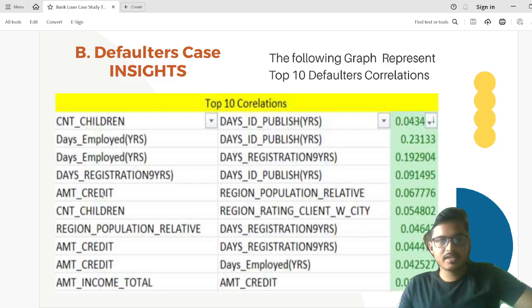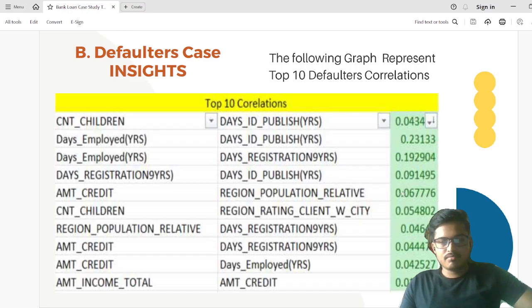If the credit is higher, then it is highly correlated with the region population relative. That is, the higher the credit is, the higher the region population relative is. The higher the count of children is, the region rating client with city is higher. So these are the correlations.